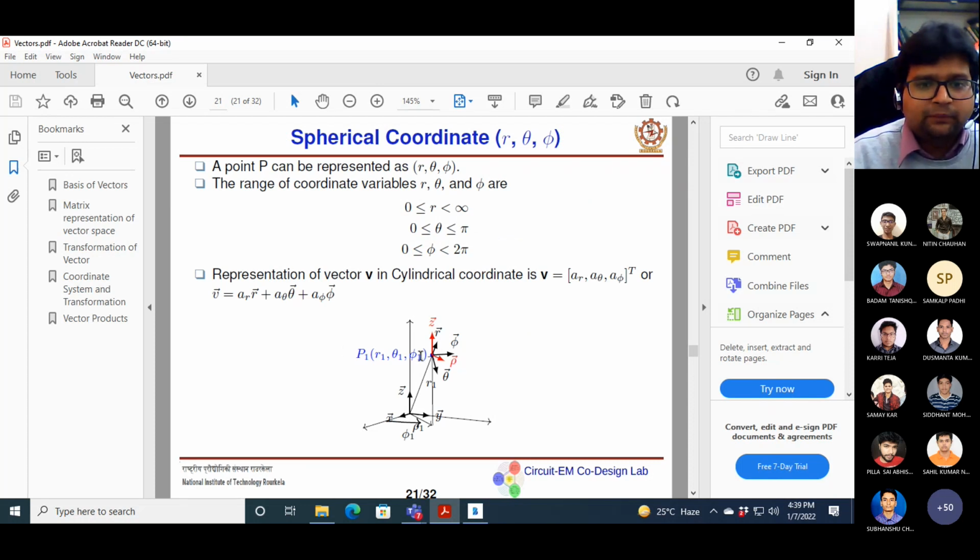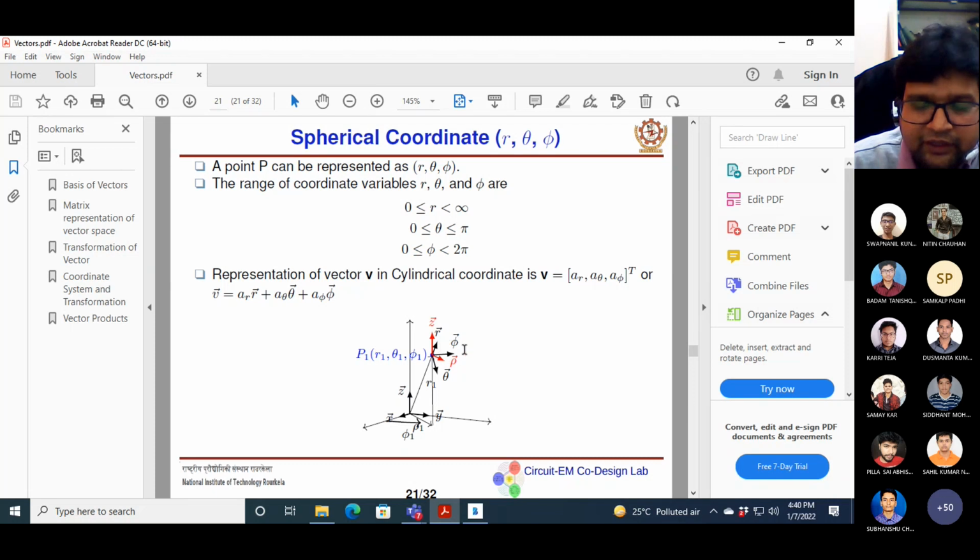Now the next coordinate system is the spherical coordinate system. In the spherical coordinate system, we consider that there is a hypothetical sphere that encloses this point P. You have a particular point P in a coordinate system, and this hypothetical sphere closes on it, with the point on the surface of that sphere. Now in this coordinate system, the direction r is normal to the surface.